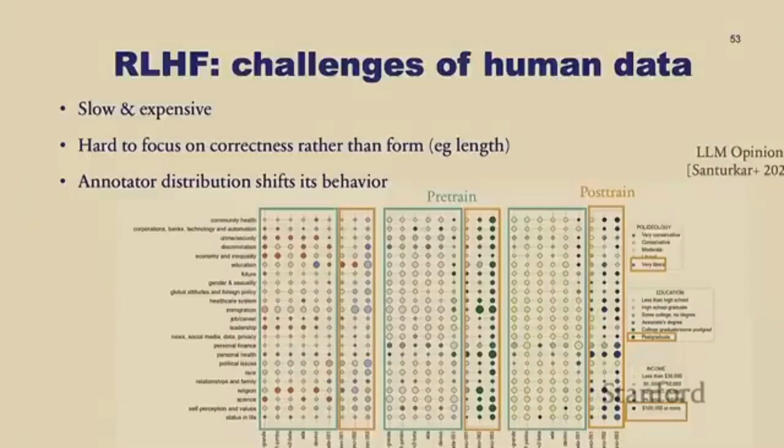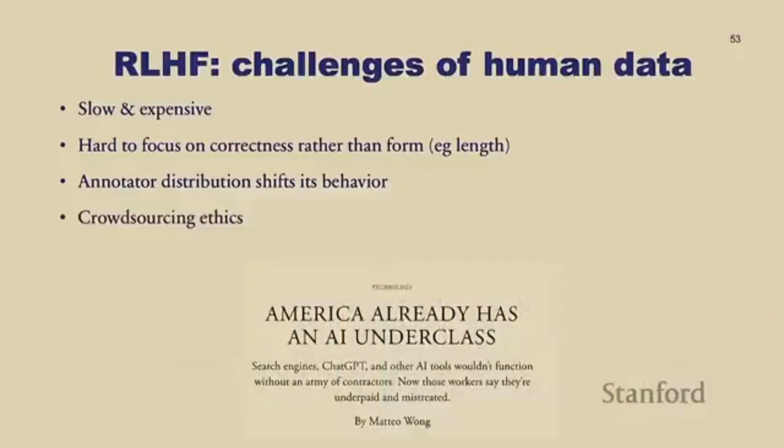Annotator distribution shift: the distribution of annotators that you use matters a lot. You have to think about what the humans are that we want to represent in these models. Then there's the question of crowdsourcing ethics. A lot of the labeling that is done is by people who are not paid well, and they have to go through a lot of toxic data because you want the model to avoid saying toxic things. So crowdsourcing ethics too. So many challenges with human data.